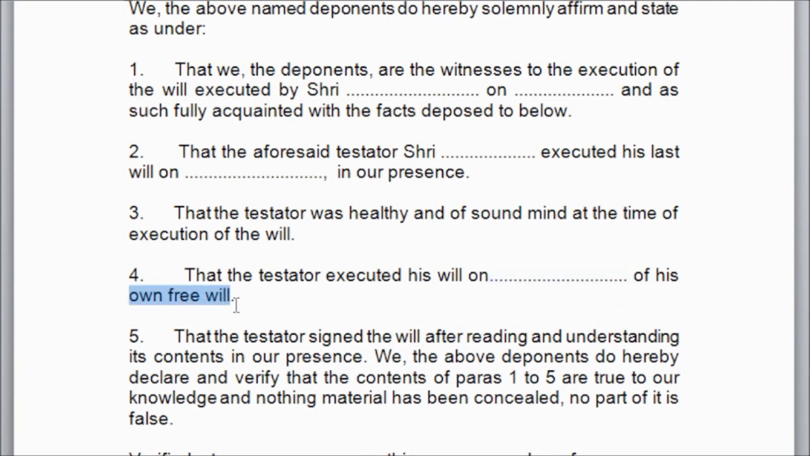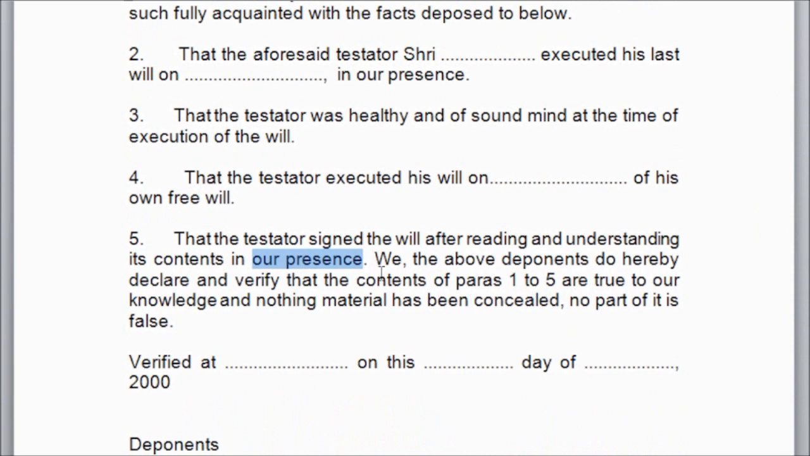This is what we are considering, that he has voluntarily executed the will. Nobody has forced that person to execute the will. We have to mention this as well. Now the next and last paragraph talks about how the testator has signed the will after reading and understanding the content. And the testator did this, the signature and reading and understanding, in the presence of the deponent. The deponent was present at that time.